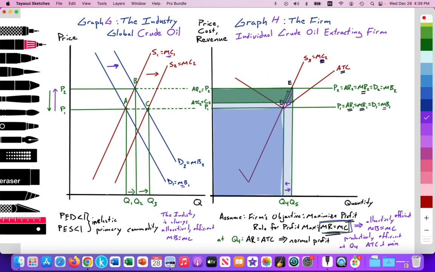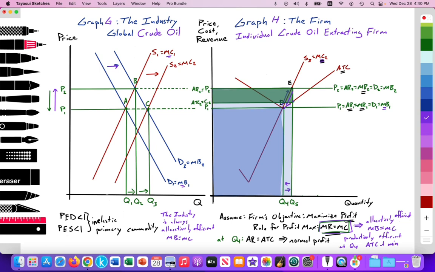So now that we've drawn it, I'm going to just analyze it like I would for a paper exam, and then we're done. As can be seen, we're illustrating a perfectly competitive market structure. The primary commodity that's being illustrated is crude oil. Graph G is the industry or the global market for crude oil. We're measuring price on the y-axis, quantity on the x-axis. Graph H is the individual firm or individual crude oil extracting firm. We're measuring price, cost, revenue on the y-axis and the quantity of output on the x-axis.